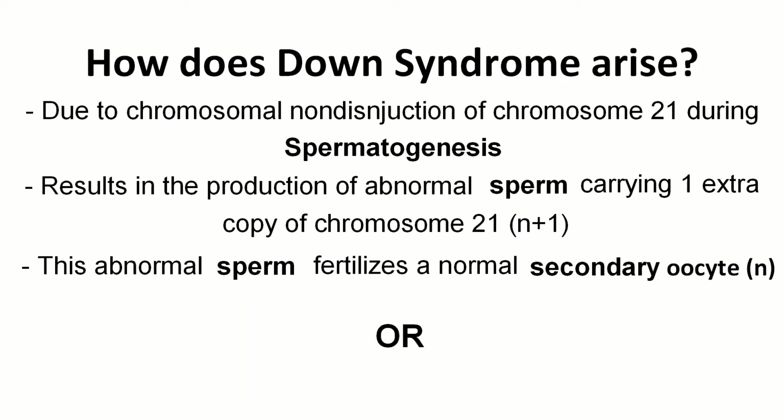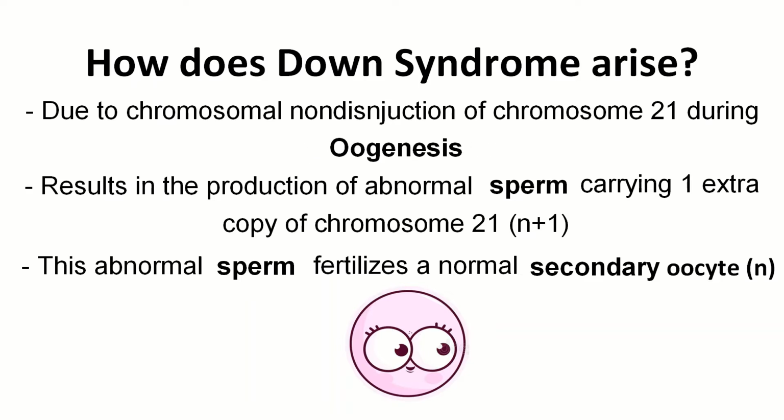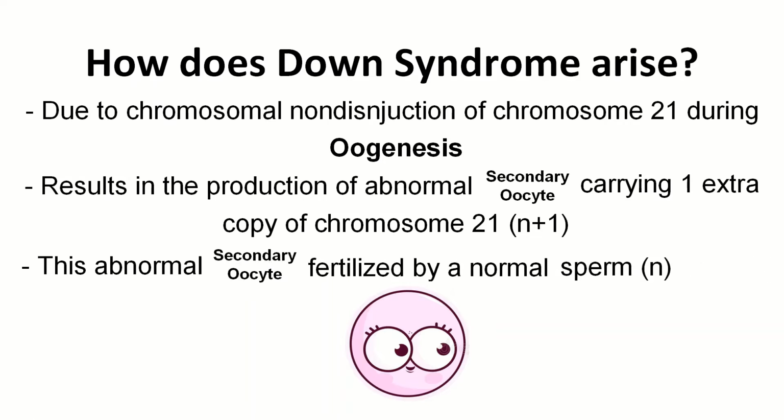So let's say if you want to blame the secondary oocyte now, the answer should change a little bit. Due to the chromosomal non-disjunction of chromosome 21 during oogenesis, resulting in the production of abnormal secondary oocyte carrying one extra copy of chromosome 21, and this abnormal secondary oocyte is being fertilized by a normal sperm. So you can choose either way, whether you want to blame the sperm or the secondary oocyte.